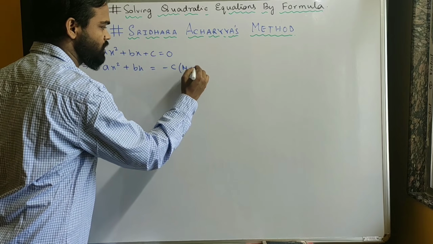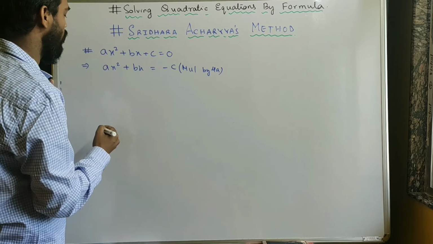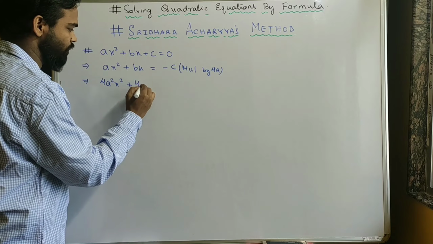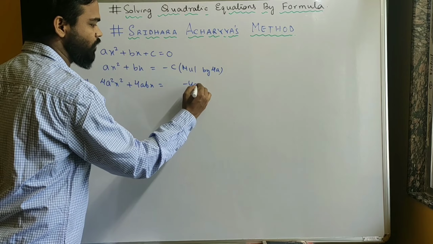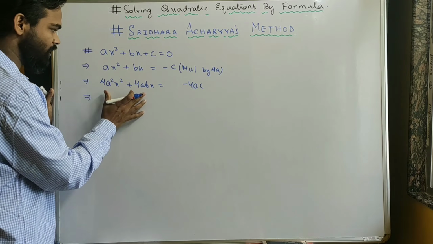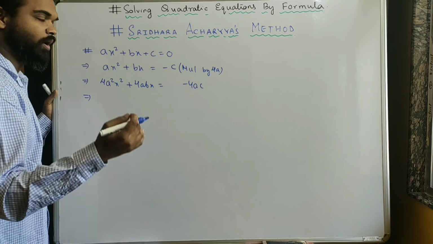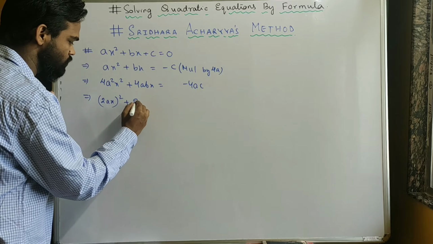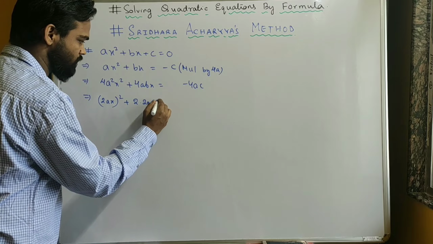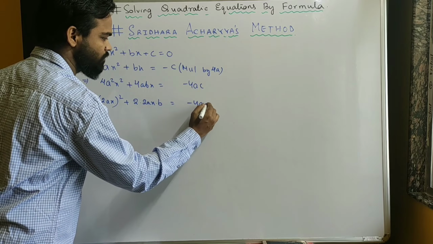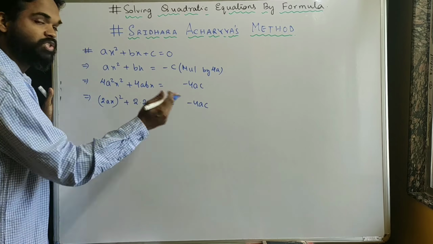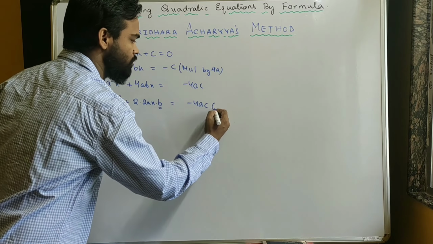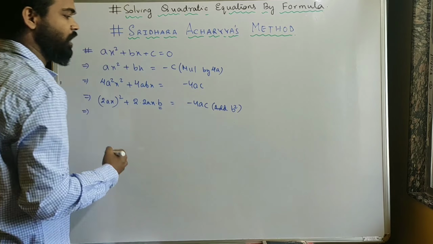Then the next step, multiply by 4a on both sides. What do we get? 4a square x square plus 4abx equals minus 4ac. Now look carefully. We'll try to bring this in perfect square form. So can I write this as (2ax) whole square plus twice 2ax into b is equal to minus 4ac. Now, if I add b square on both sides, then this side becomes a perfect square. Look carefully. I'll add b square on both sides.